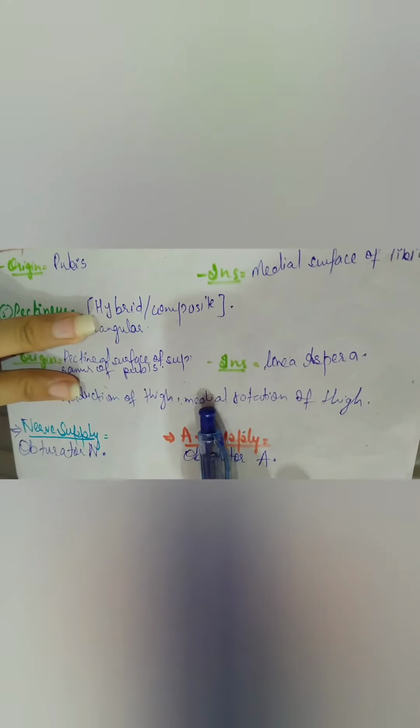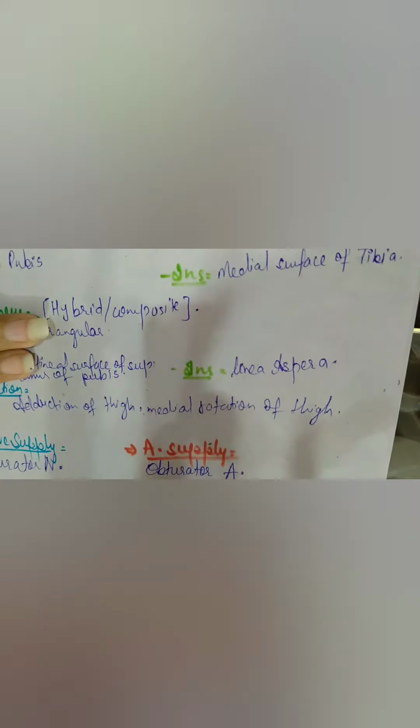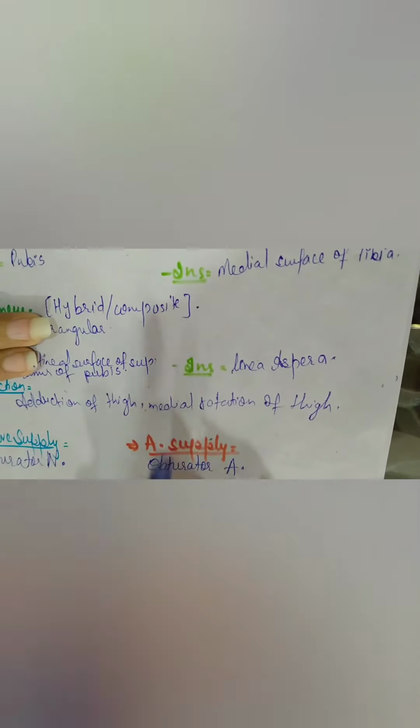And the next muscle we learned was the pectineus, which is also a hybrid or a composite muscle. It also has the dual supply. The one is by the femoral nerve because it belongs to the anterior and the medial compartment. So the anterior compartment is basically supplied by the femoral nerve, which we learned in our previous video, and the medial compartment is supplied by the obturator nerve. So the pectineus has two supplies, by the obturator nerve and the femoral nerve.